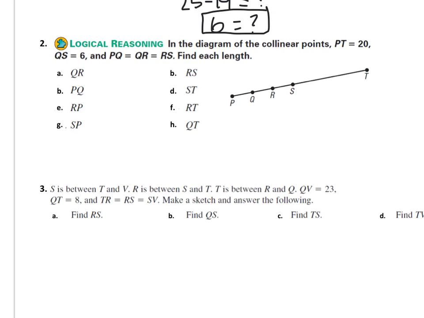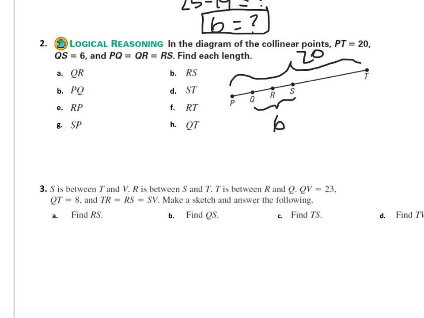Down to problem 2. Let's read the information in the diagram of collinear points. PT, the length of this whole segment, is 20. QS, the length of this piece of the segment, is 6. And then all the small segments, P to Q, Q to R, and R to S, are the same. Let's find each length.